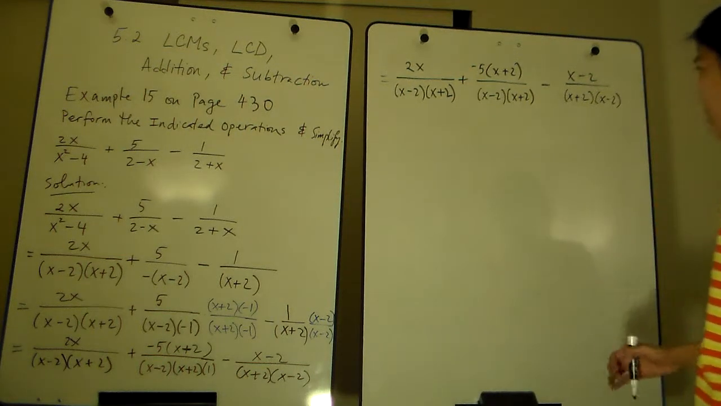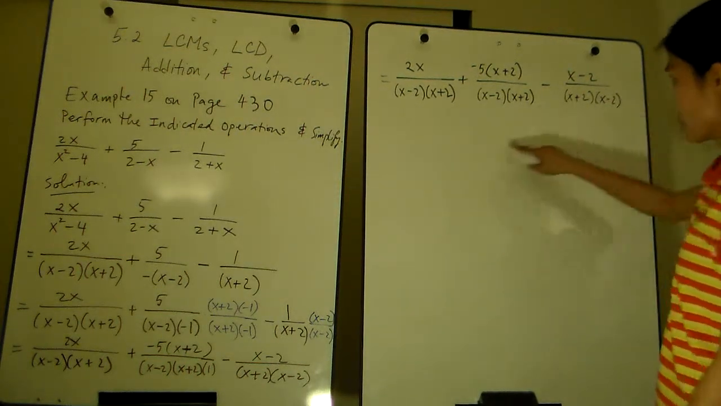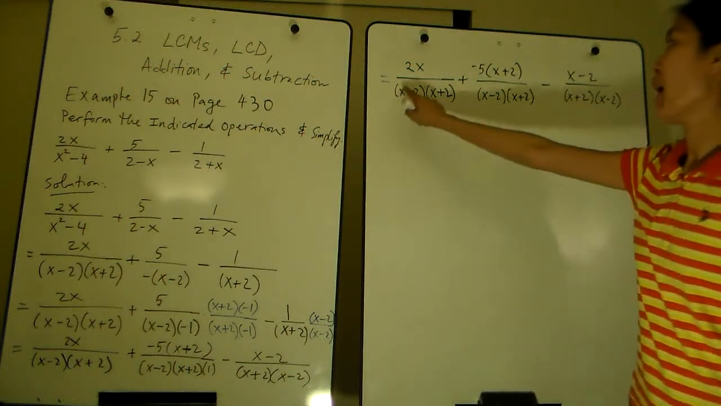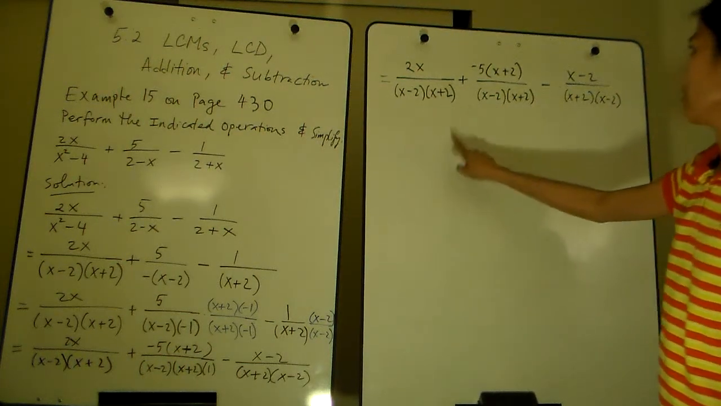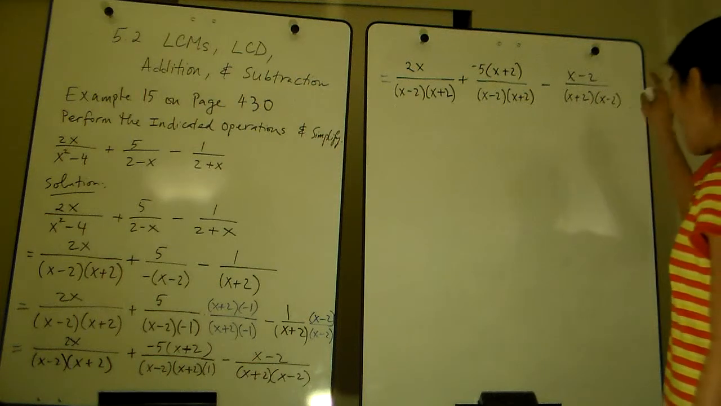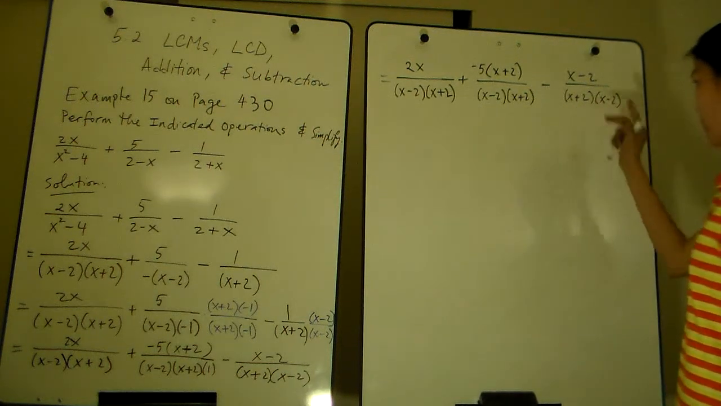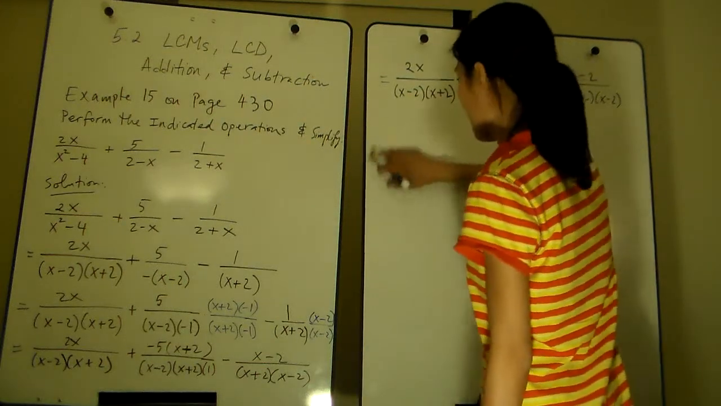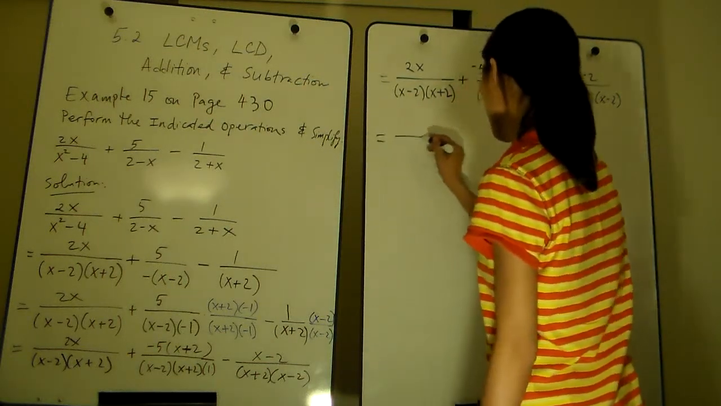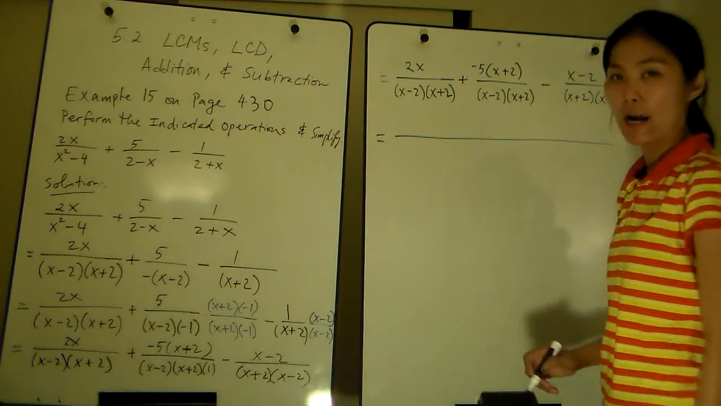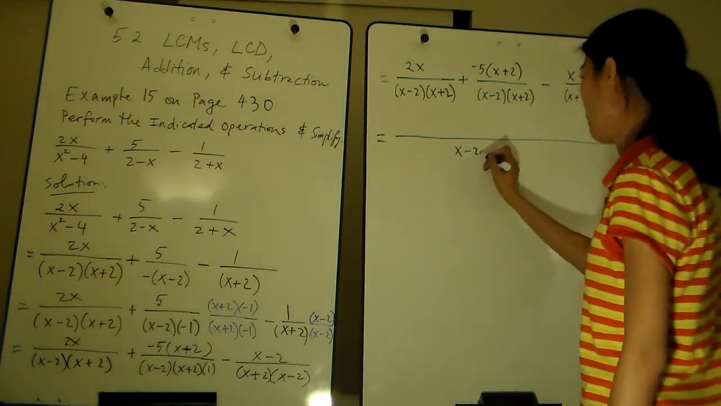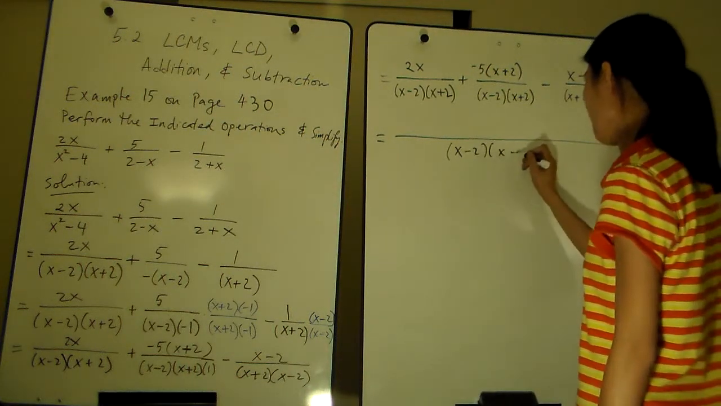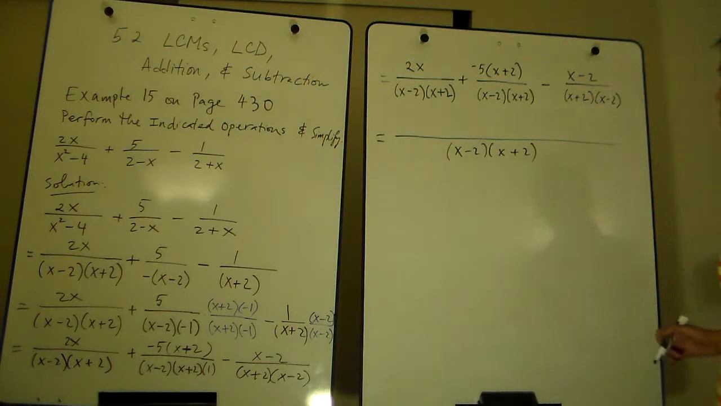Now, do you see that all fractions have the same denominator? X minus 2, x plus 2, x minus 2, x plus 2, x minus 2, x plus 2, they're the same. Alright, since all fractions have the same denominator, you can combine them now. It's one fraction, x minus 2 times x plus 2.